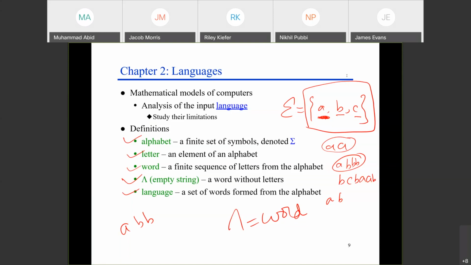So Nikhil, any question here? No, it all makes sense to me currently. I looked over this slide when you originally posted it.